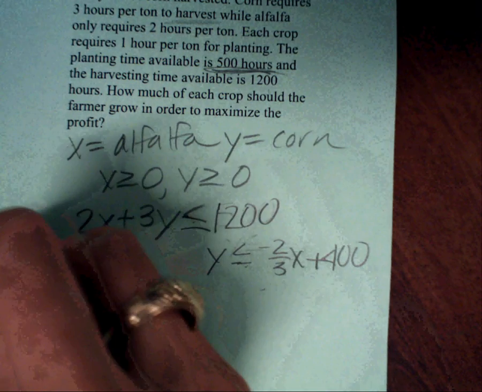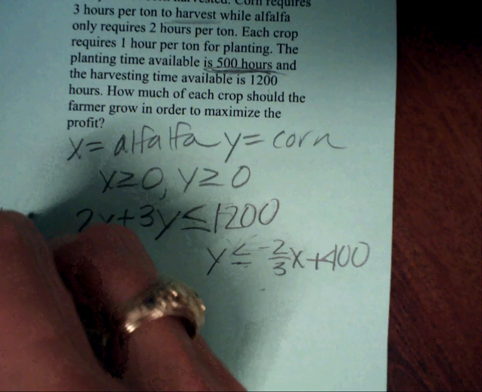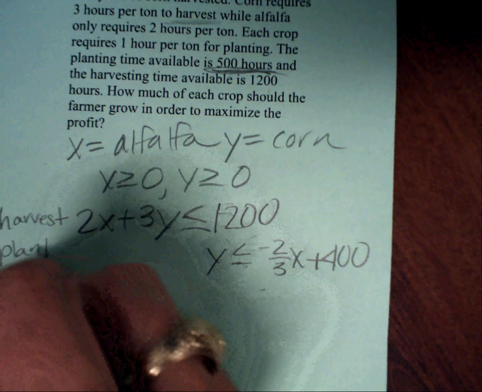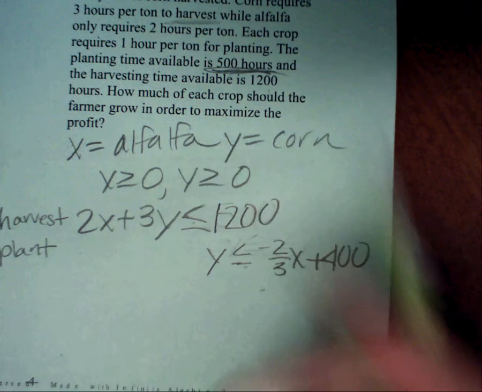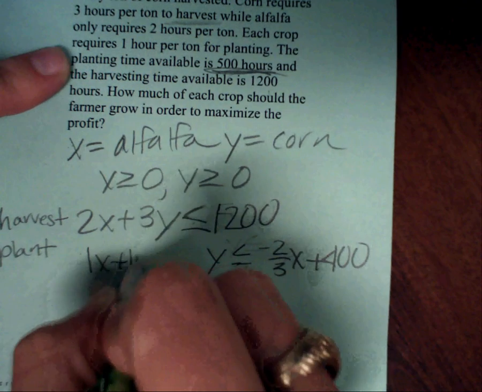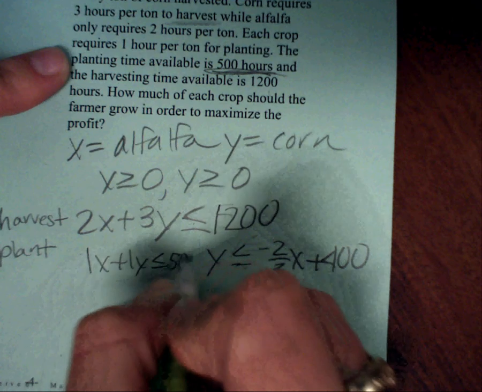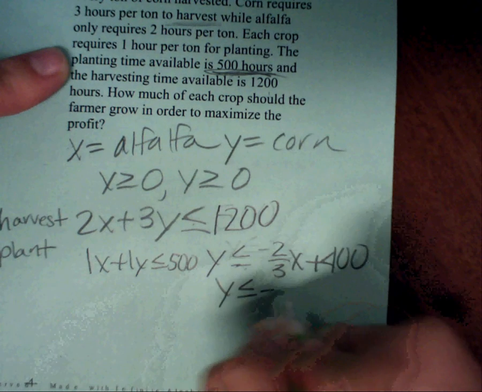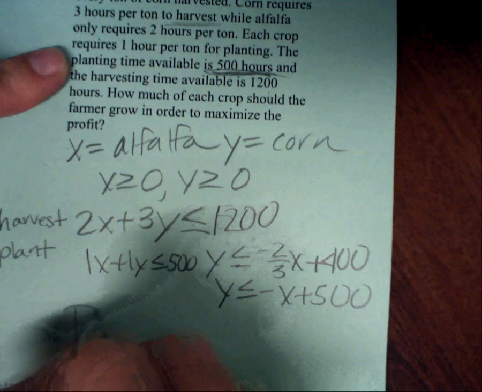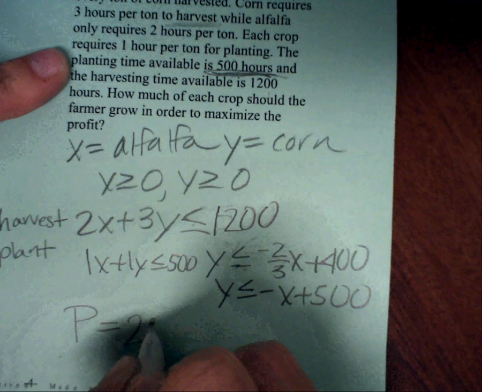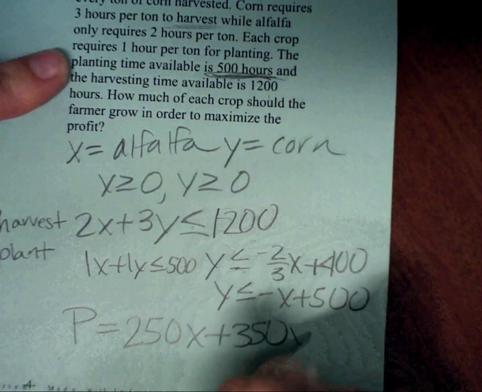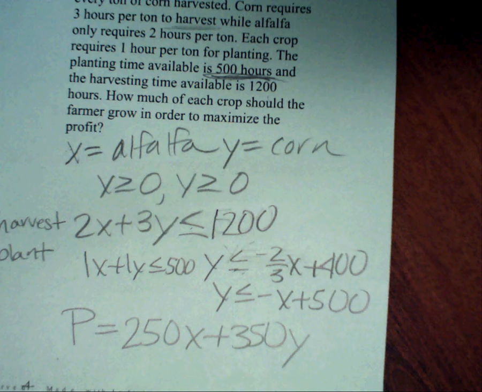And then my other equation, this is my harvest. My planting equation, it takes each crop 1 hour. 1x plus 1y is less than or equal to 500. So that equation graphed out would be that. And then your profit, which is your objective, is 250x plus 350y.